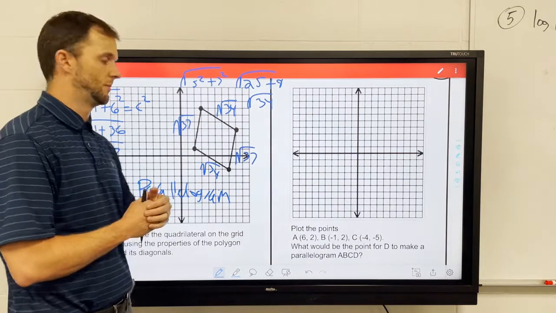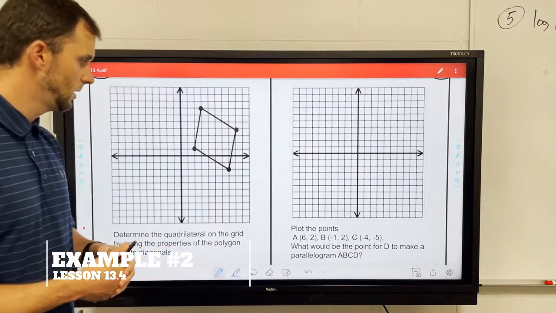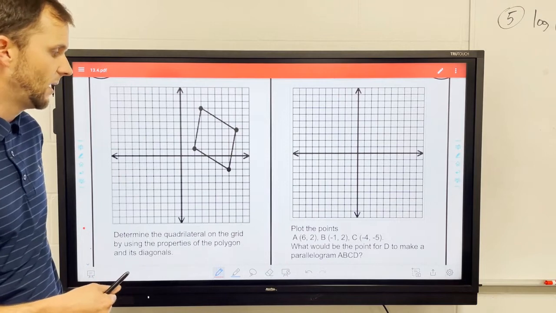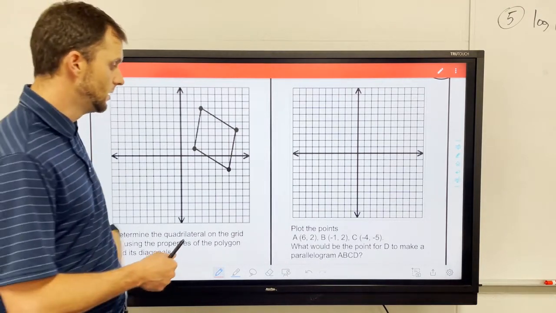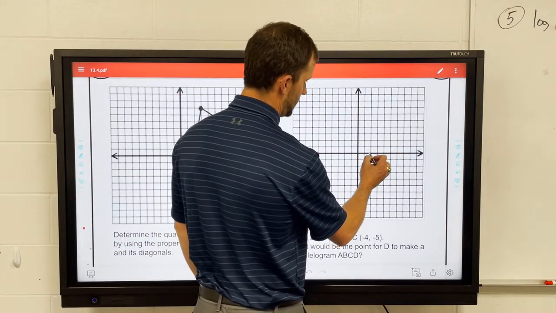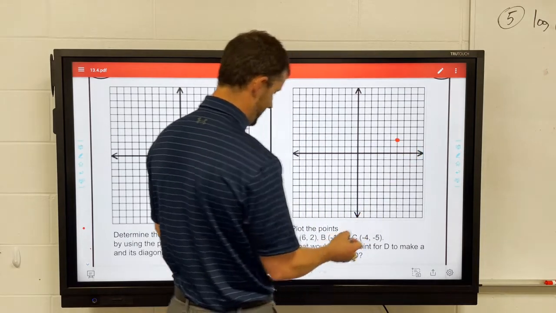Let's jump over to example number 2. All right, so on example number 2, it wants me to plot the points, and then it wants me to find what would be the point for D to make a parallelogram for A, B, C, and D. So right now, A, I'm going to plot 6, 2. So I'm going to go over 1, 2, 3, 4, 5, 6, and up 2. So that would be point A right there.